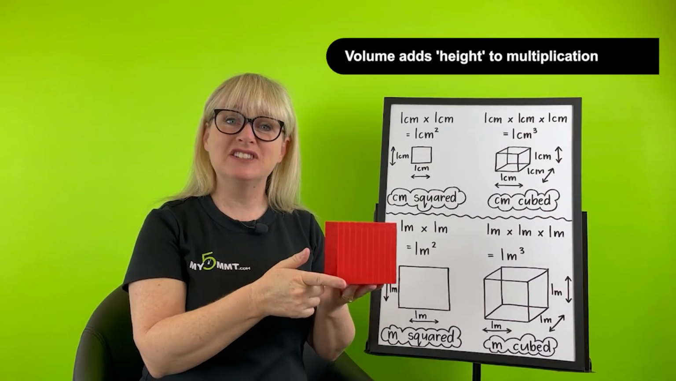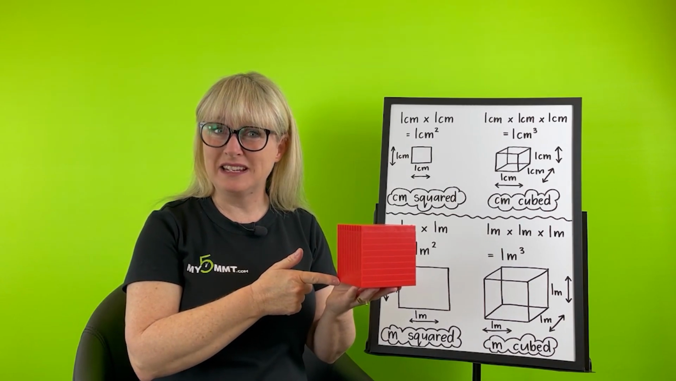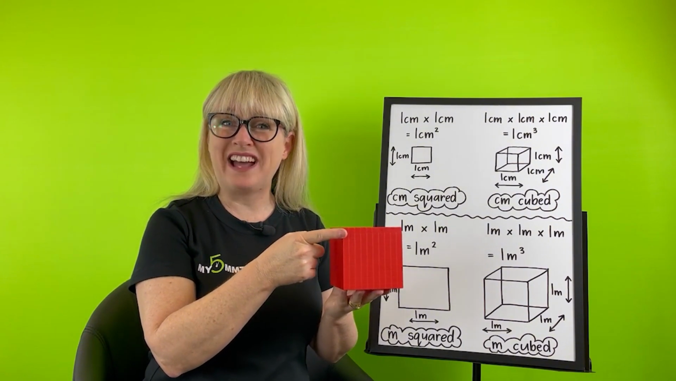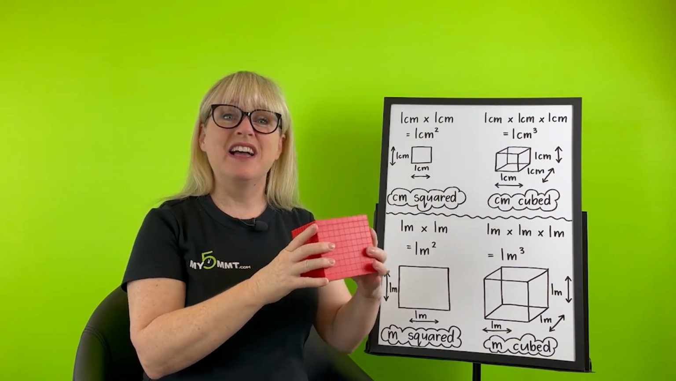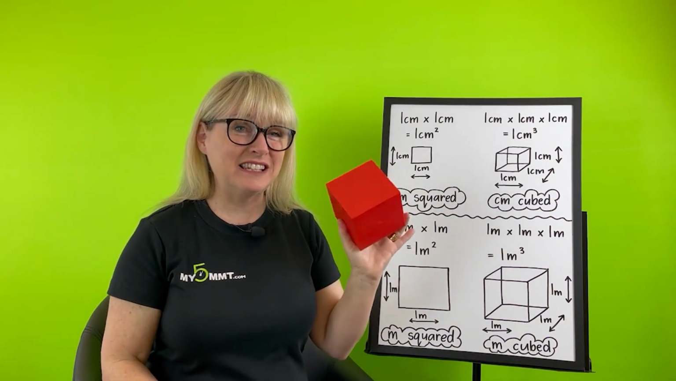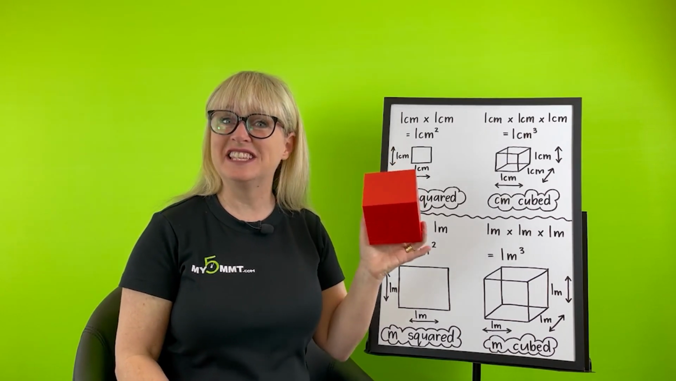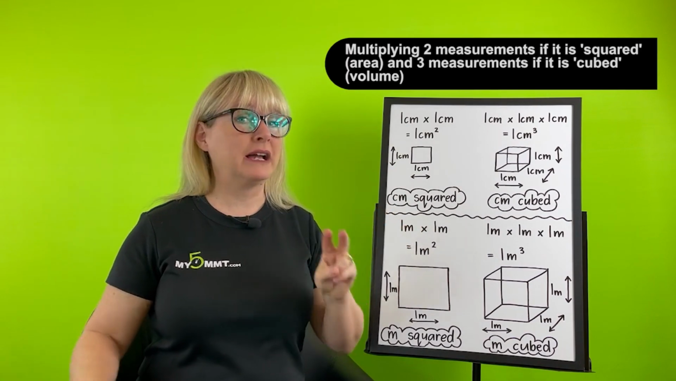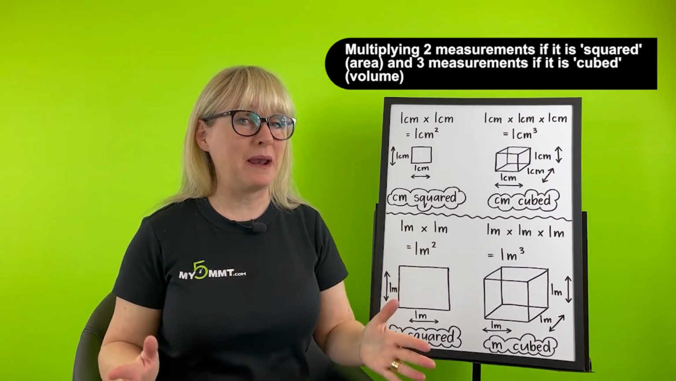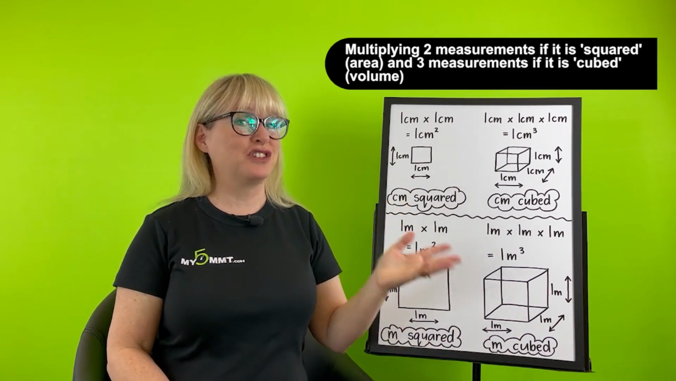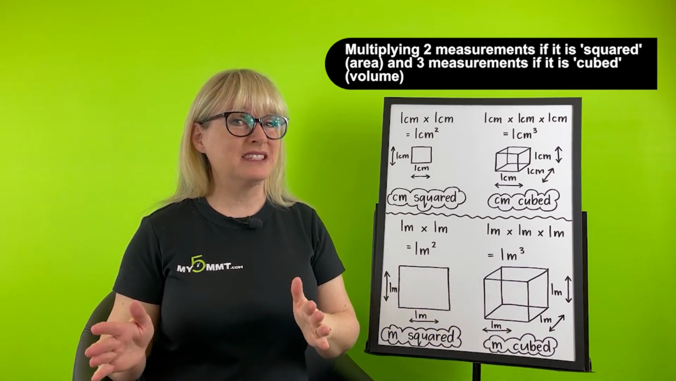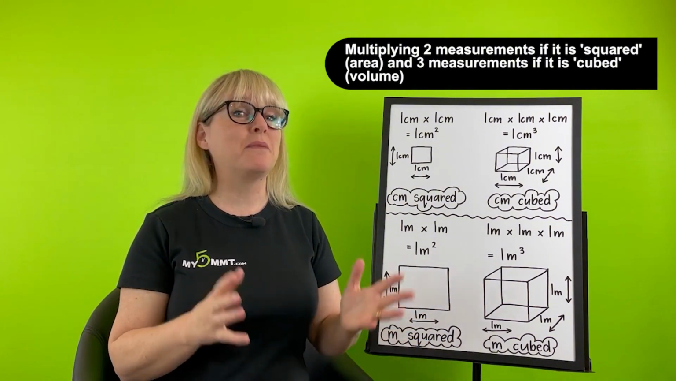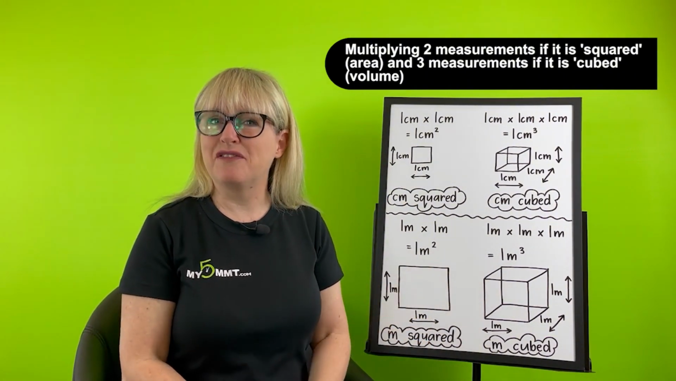So I've got 10 times 10 is 100 centimetres squared, but times 10 is now 1,000 centimetres cubed. There's 1,000 of those little tiny cubes inside this larger cube. So I'm always thinking about multiplying 2 measurements if it's squared, but 3 measurements if it's cubed. And 2 measurements is for my flat two-dimensional shape. 3 measurements is for my cubed, and I'm working out the volume.